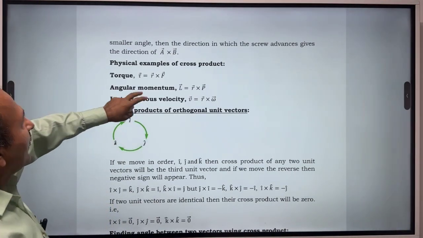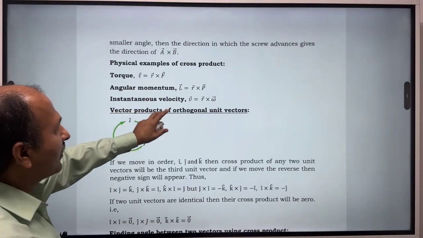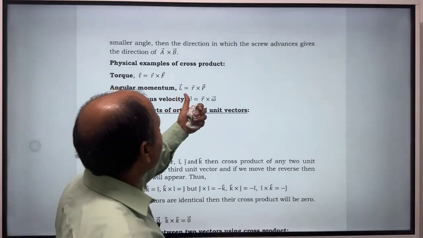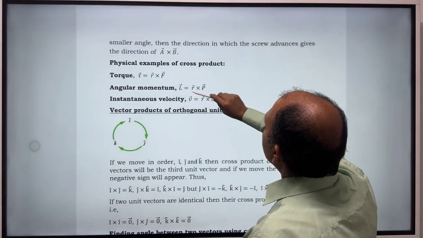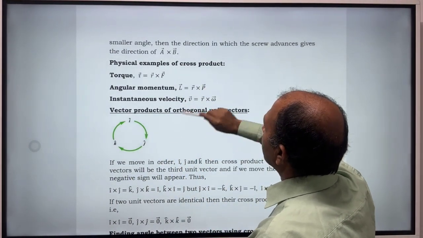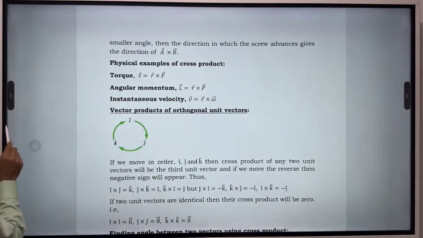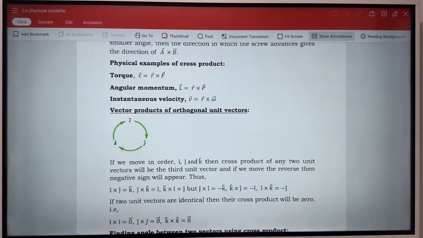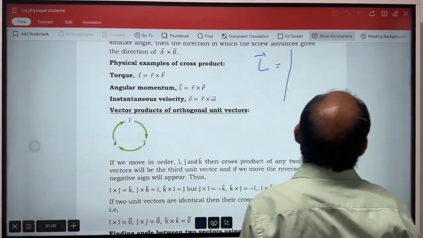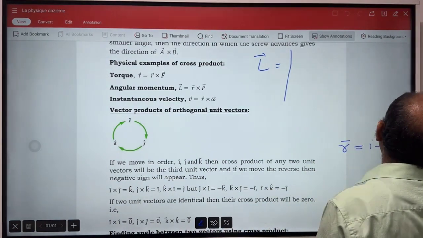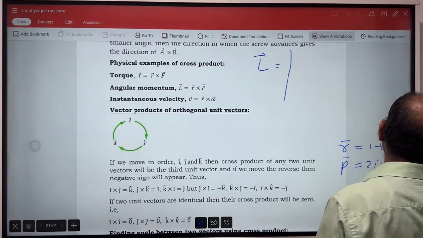Similarly, if you want to find angular momentum, later on you will study what angular momentum is, but here our concern is just to have the idea of cross product. Suppose you want to find angular momentum L. In that case, you need position vector R and P is momentum. So if momentum and position vectors are given, you can easily get L. Suppose R equals i plus j and P equals 2i minus j plus 2k.